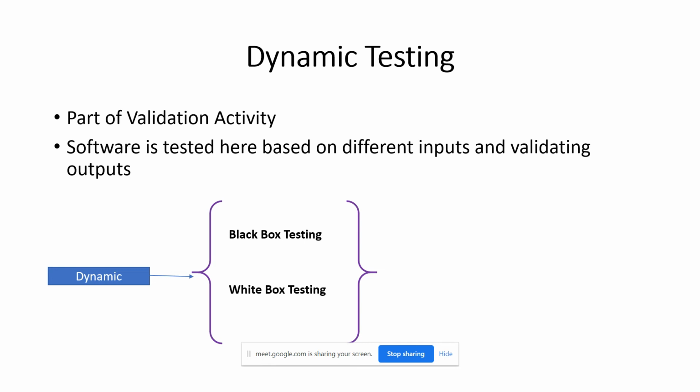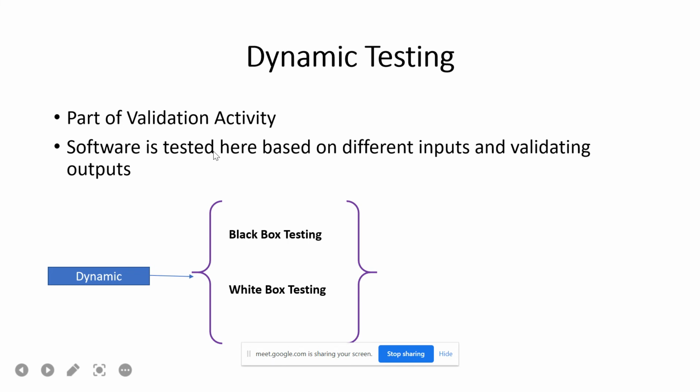The V model is a verification and validation model. That is, the verification activity and the validation activity will happen parallelly. Don't get confused. So dynamic testing is a part of validation activity.